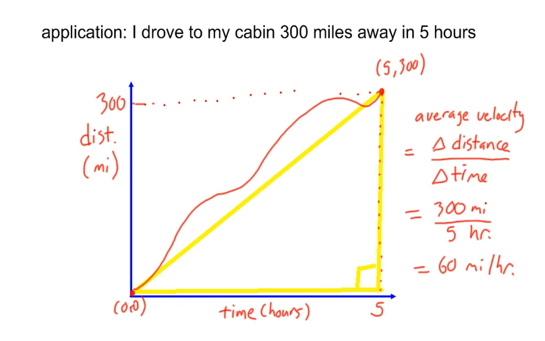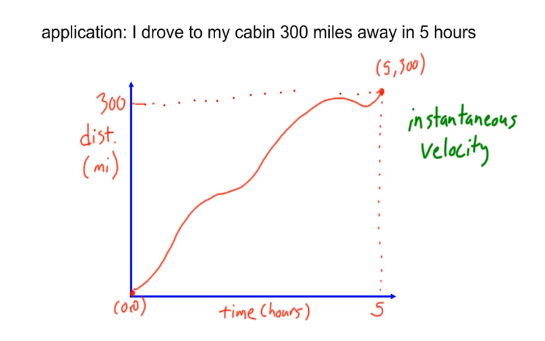I'd also like you to think of this graphically as, if you imagine a right triangle here, essentially that number 5 is your change in x and the number 300 is your change in y. So in all actuality, what you just did is you found the slope of that line, which we refer to as a secant line.